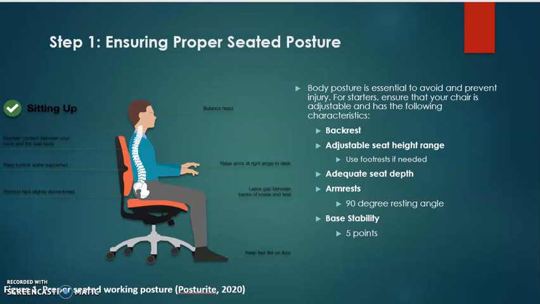Armrests are also very important. Make sure that when your shoulders are relaxed and by your sides, your arms should be at a 90-degree angle. And this is also really important when you are typing.